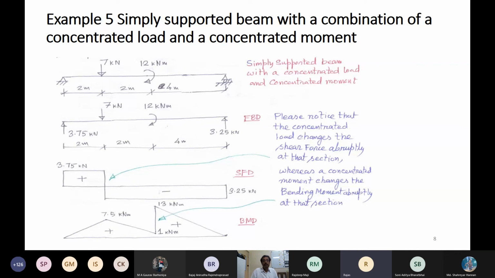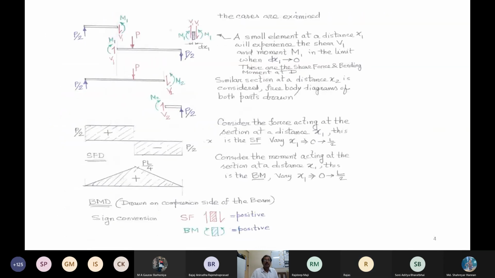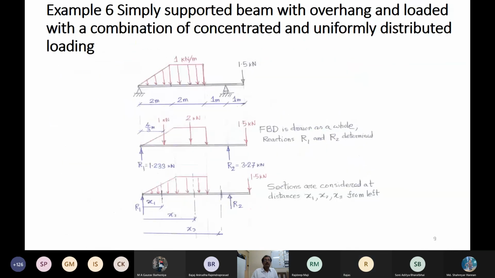Yes, sir, I am doing it plus m. So why should you do it? Because repeatedly I am telling that this is the convention. When you cut it, your m, you have agreed it in this direction. Yes, sir. Okay. Chalo, ho gaya.